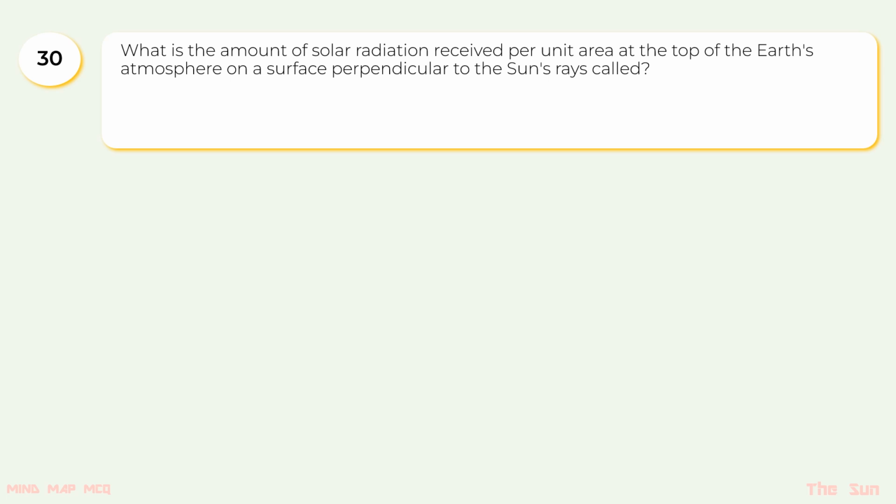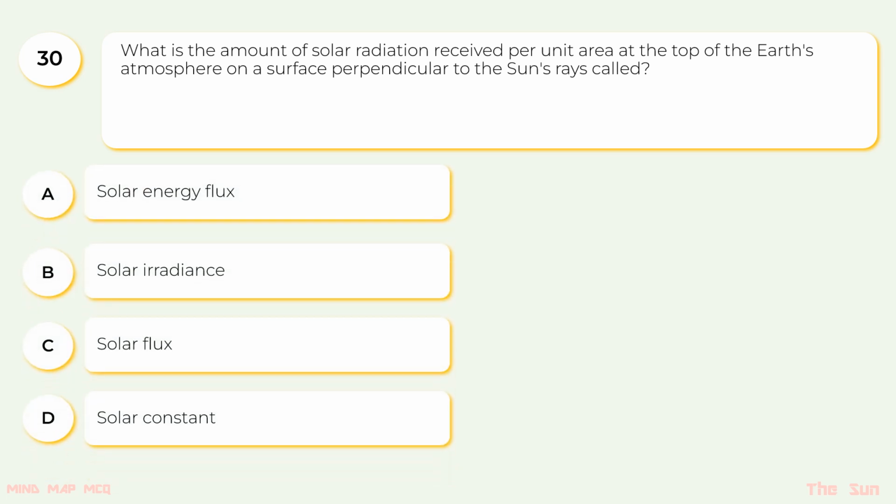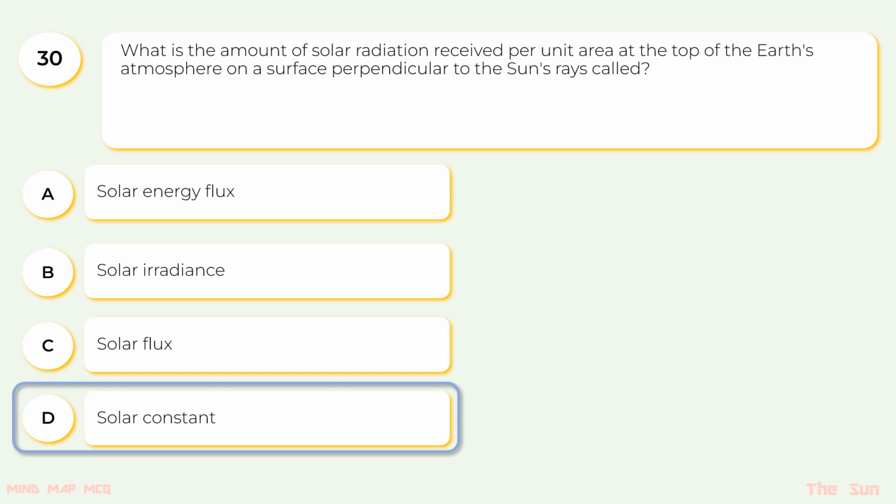Question 30. What is the amount of solar radiation received per unit area at the top of the Earth's atmosphere on a surface perpendicular to the sun's rays called? A, solar energy flux, B, solar irradiance, C, solar flux, D, solar constant. The correct option is option D, solar constant.